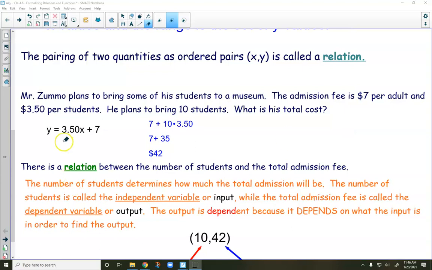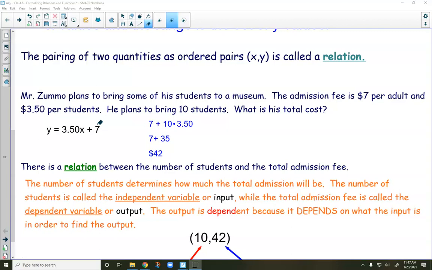We set this up where y represents the total cost. The rate is $3.50 per student, right? So $3.50 times x, where x represents the number of students, and then plus 7, our constant. The $7 is the fee for me to bring you to the museum.